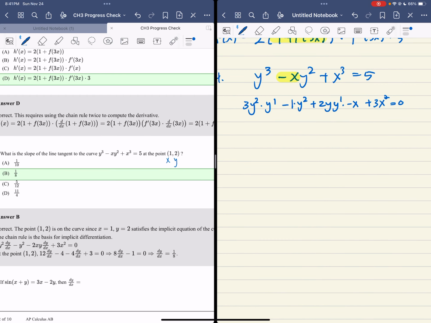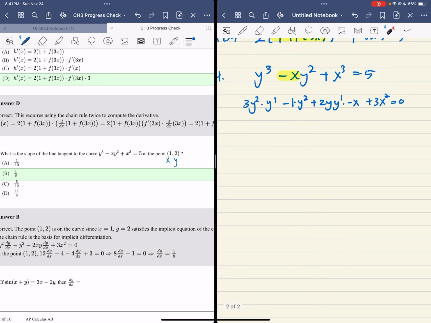So before I move on, actually, yeah, I can do it right now. I want to factor out y prime, which means I will move this one and this one to the other side. Not this one, because that's a times here, so this one is all together. So I'm going to rewrite it.